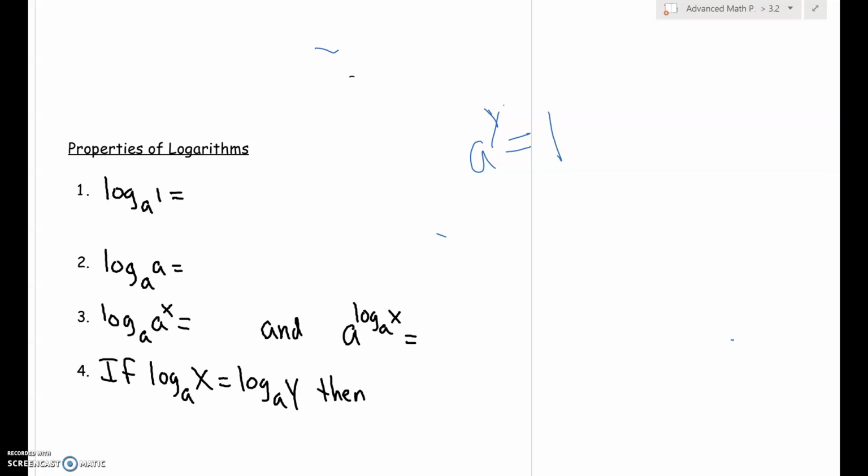So what does y have to be? Well, the only thing it can be is 0. So this is a property. The property we're looking at is that anytime you take a logarithm of 1, no matter what the base is, the answer is 0.